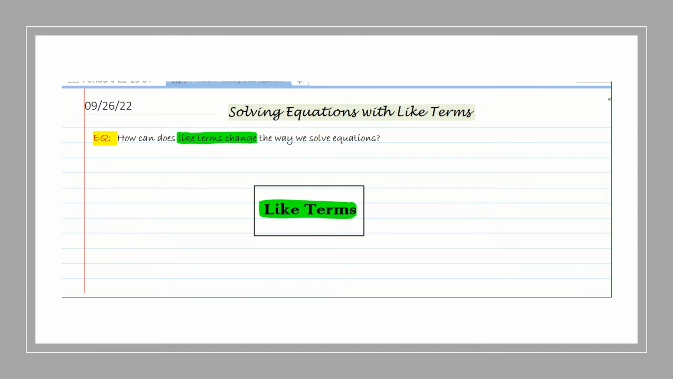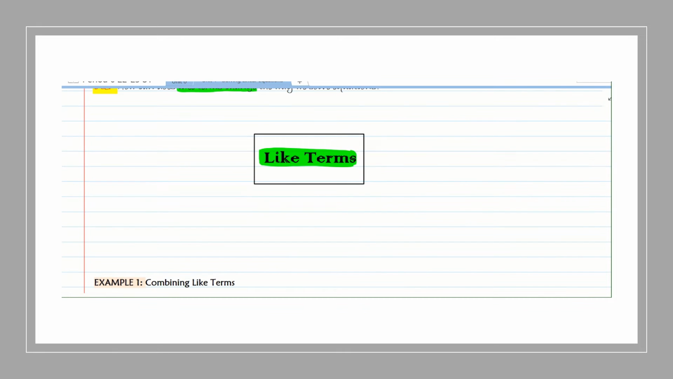So let's describe what like terms look like and give you a couple of examples. The first thing we're going to look at is like terms that you've seen before, but maybe didn't refer to as like terms. The first type of like terms that we have are constant like terms, and those are when you don't have any variables in your problem. So constant like terms are just those terms or numbers that you see in the equation that don't have any variables.